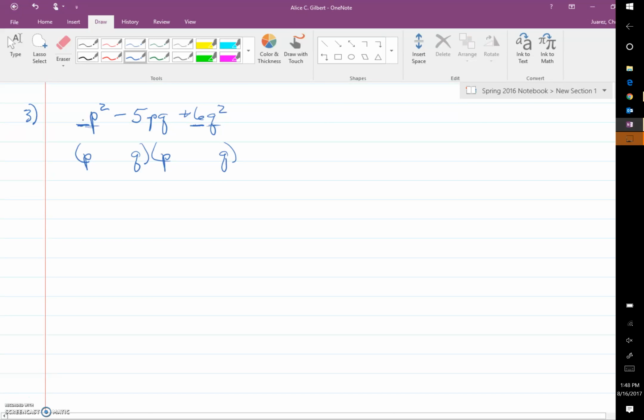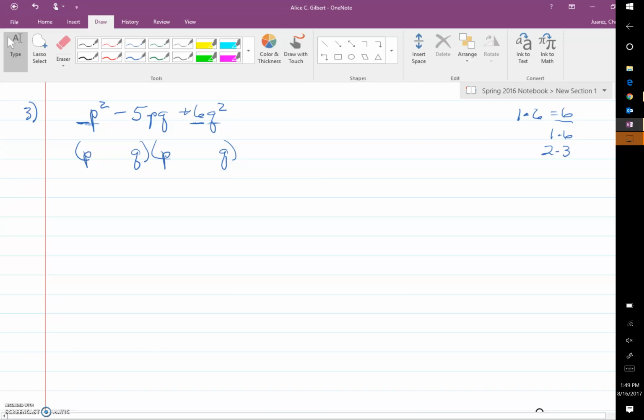So 1 times 6 equals 6. So 1 times 6, 2 times 3. Next one's 3. Already got it. Let's try this one. I'm going to show you something here. In order to do this, it would have to be a +1 and a -6. Now my 2 steps, and this is going to catch a problem for us.